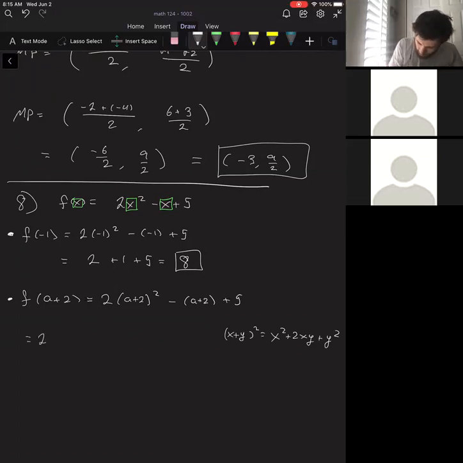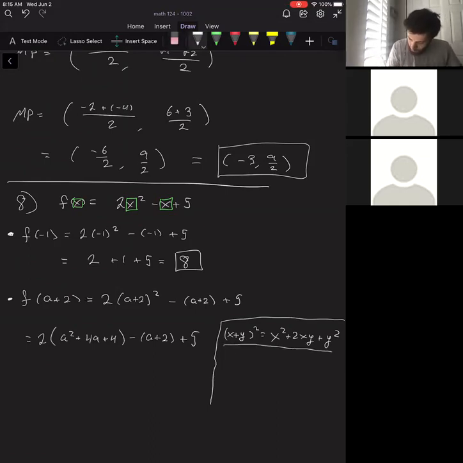This is going to equal a squared, then 2 times a times 2, so 4a, plus 4, minus a plus 2, plus 5. This is just a good formula to have memorized. Otherwise, let's put that off to the side. So we're using this formula to calculate a plus 2 squared, and this is how we got a squared plus 4a plus 4.